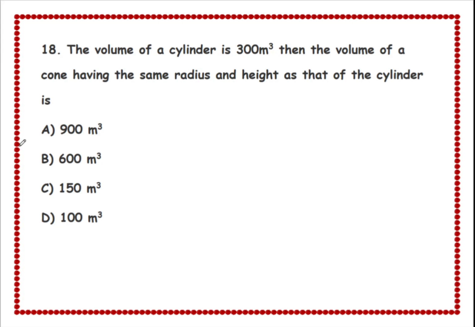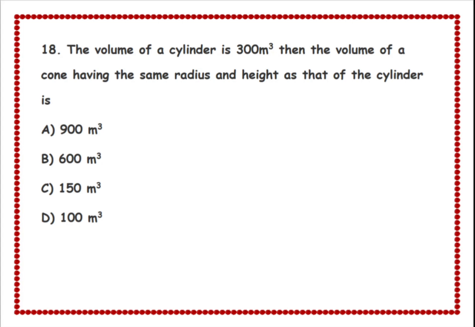Question number 18. The volume of a cylinder is 300 meter cube. Then the volume of a cone having the same radius and height as that of the cylinder is. Very simple question. Without any calculation, you can directly say the answer. We have already discussed this. Volume of cylinder is equal to 3 times the volume of cone. Therefore, just divide the volume of cylinder by 3, we get the volume of cone.